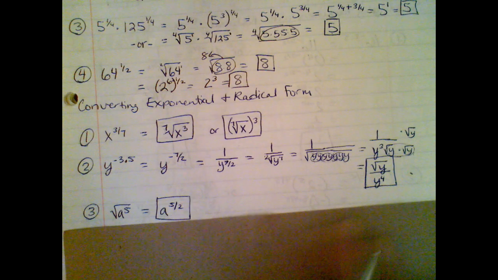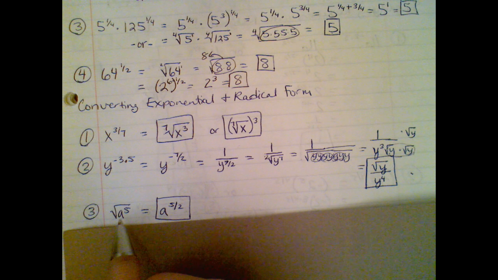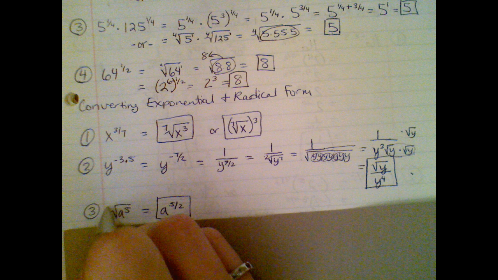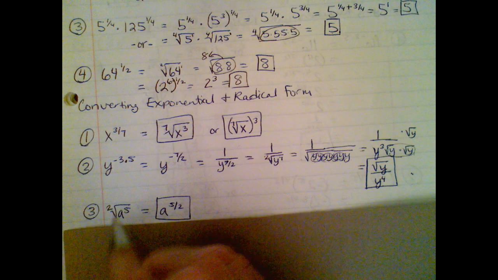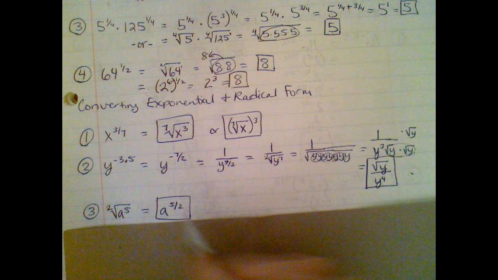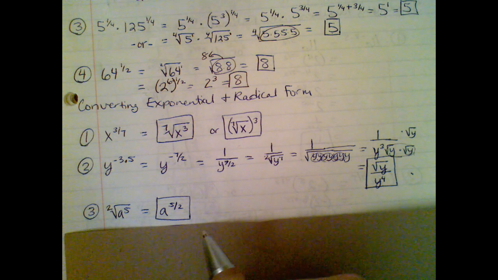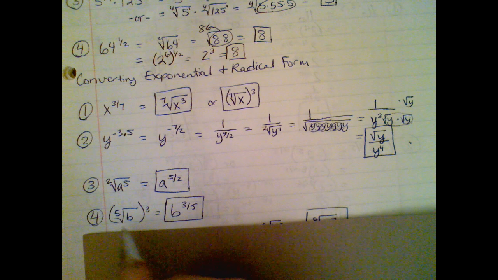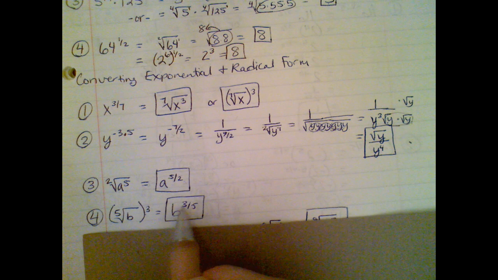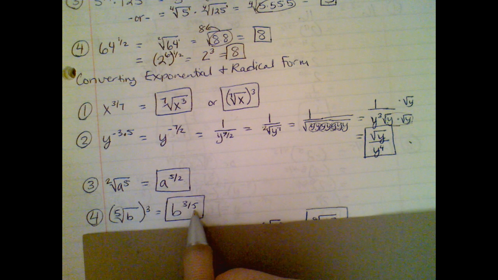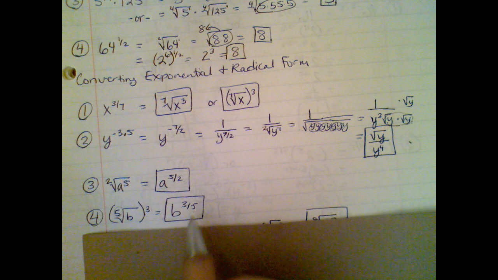This next one, we have square root of a to the 5th power, so there's no root number, it's just the square root, so that would be a to the 5/2 power, and we can just leave it like that. And this one, notice the exponent is on the outside, that's perfectly fine. We do it the exact same way. The exponent goes as our numerator, the root goes as our denominator, so we'd have b to the 3/5 power.